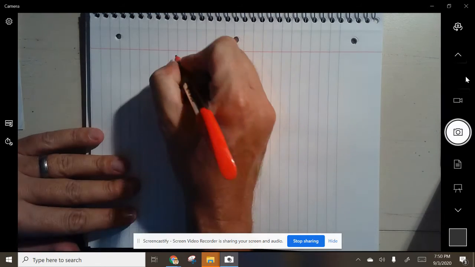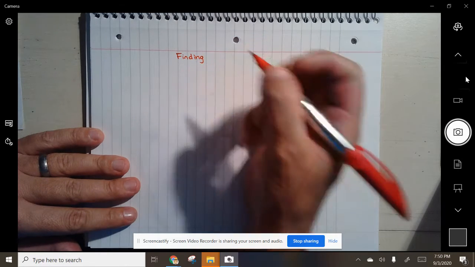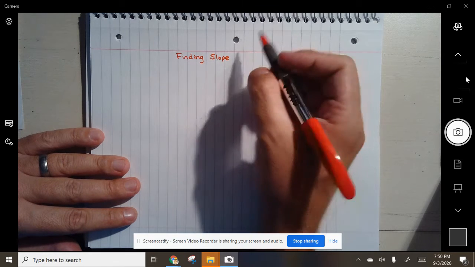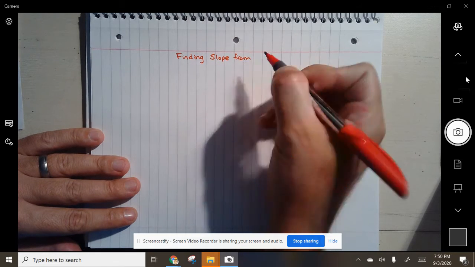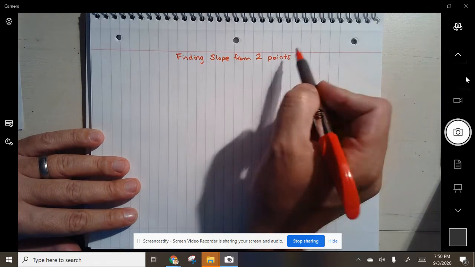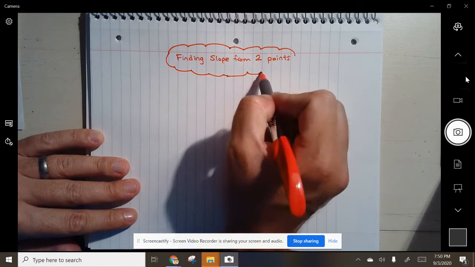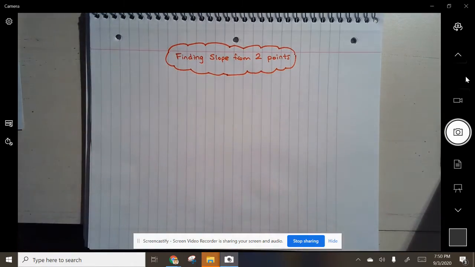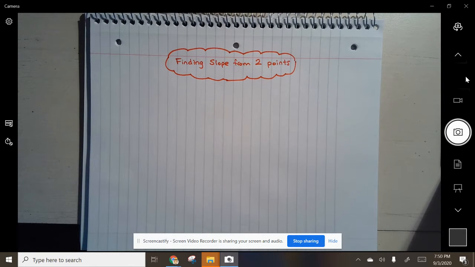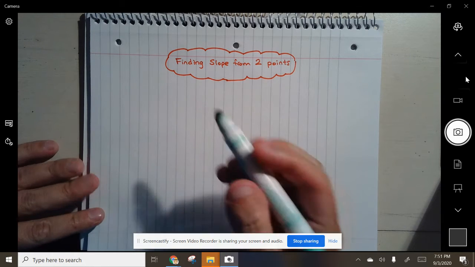So the title of your notes: Finding Slope from 2 points. Okay? And it's going to be a flow map, which means a flow map means there's steps involved, okay?